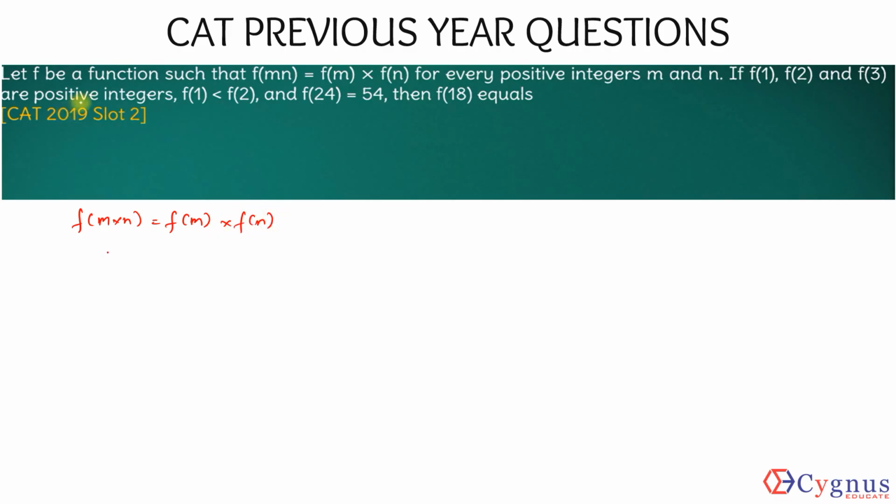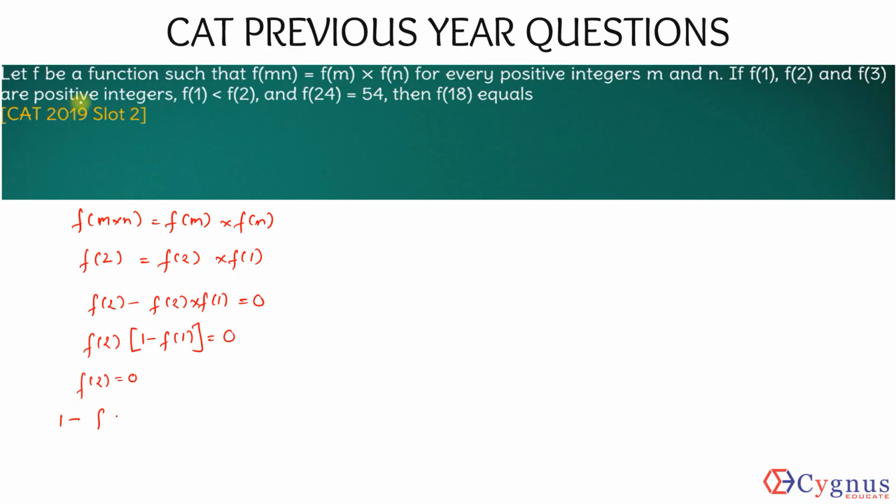Now let's assume that M is 2 and N is 1. So what do we get? F of 2 into 1, which is 2, must be equal to F of 2 into F of 1. When everything comes on this side, we get f of 2 minus f of 2 into f of 1 is equal to 0. What's common here? It's f of 2. So inside the bracket, I'll be left with 1 minus f of 1 is equal to 0. So either f2 is 0 or 1 minus f of 1 is 0.